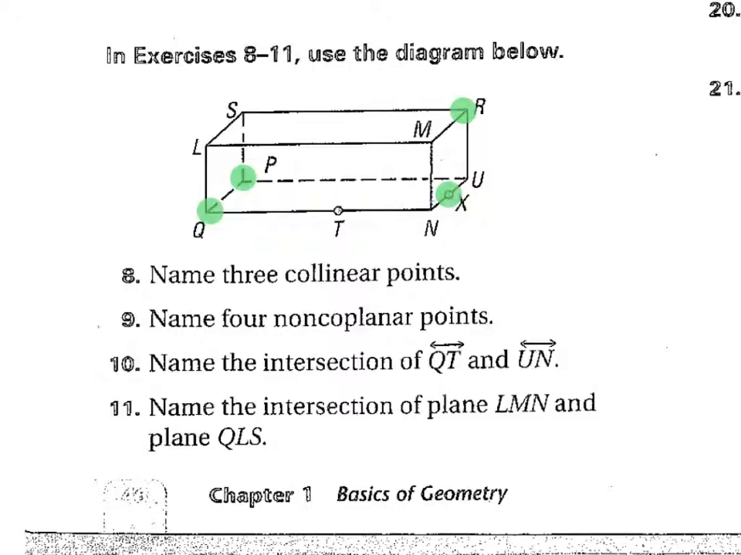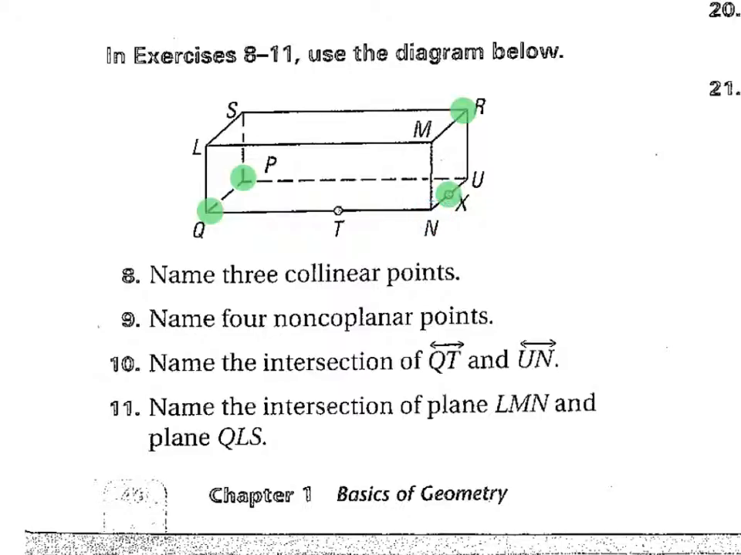Okay? When we talk about naming an intersection here, let me erase if it'll let me. Nope, it still won't do that. Okay, anyhow. We need an intersection of QT and UN. So QT, UN, what is the intersection? Well, the intersection is simply going to be point N. Right there's the intersection. Okay.